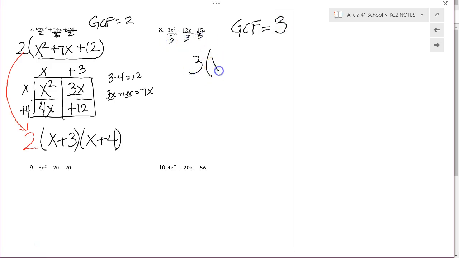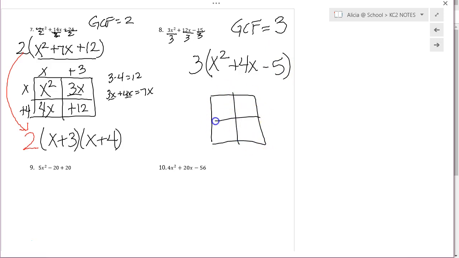3 divided by 3 is a 1. 12 divided by 3 is a positive 4. And negative 15 divided by 3 is a negative 5. So my Punnett square box then, I'm going to have a positive x squared, I'm going to have a negative 5. So I'm looking for a number that multiplies to negative 5, but then we have to add to a positive 4. So they're going to be opposite signs of each other, and we need a more positive number.